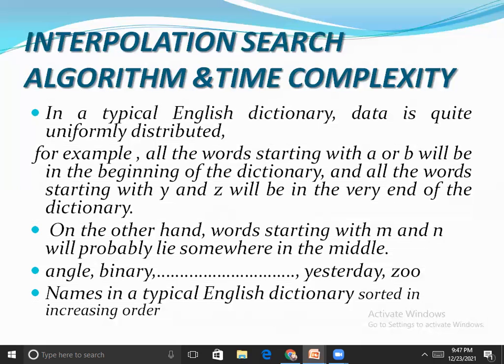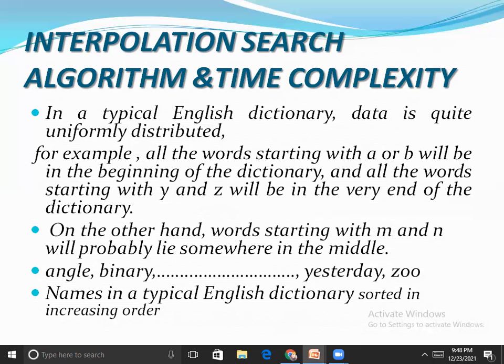Now here we are going to find out what interpolation search is and its algorithm. In a typical English dictionary, data is quite uniformly distributed. For example, all the words starting with A or B will be in the beginning of the dictionary, and all the words starting with Y and Z will be at the very end of the dictionary. On the other hand, words starting with M and N will probably lie somewhere in the middle.